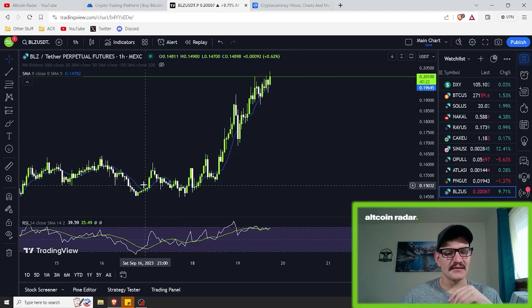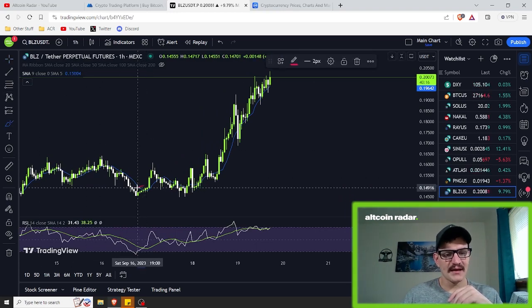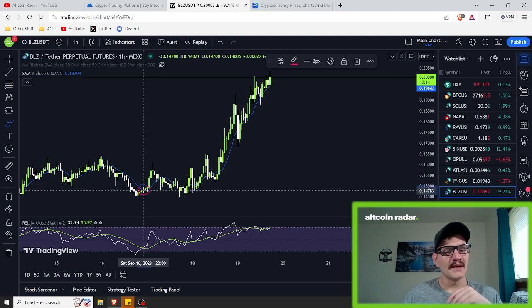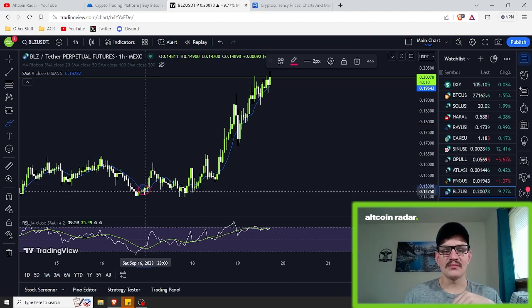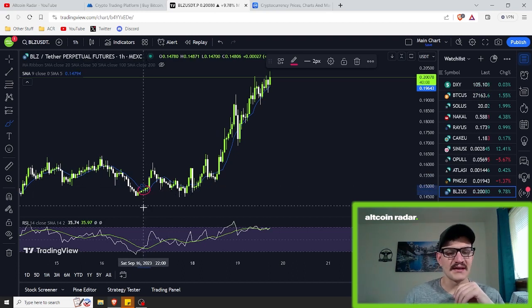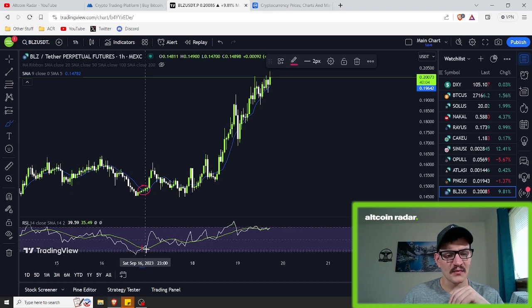For instance, down here, we can clearly see that the crossover happened right around here. That's pretty much telling us that we are breaking this resistance level and we are going to start going upwards. And as you can see down here on the RSI, around the same time, we've got a crossover happening right there also. Boom, there is your confirmation right there.